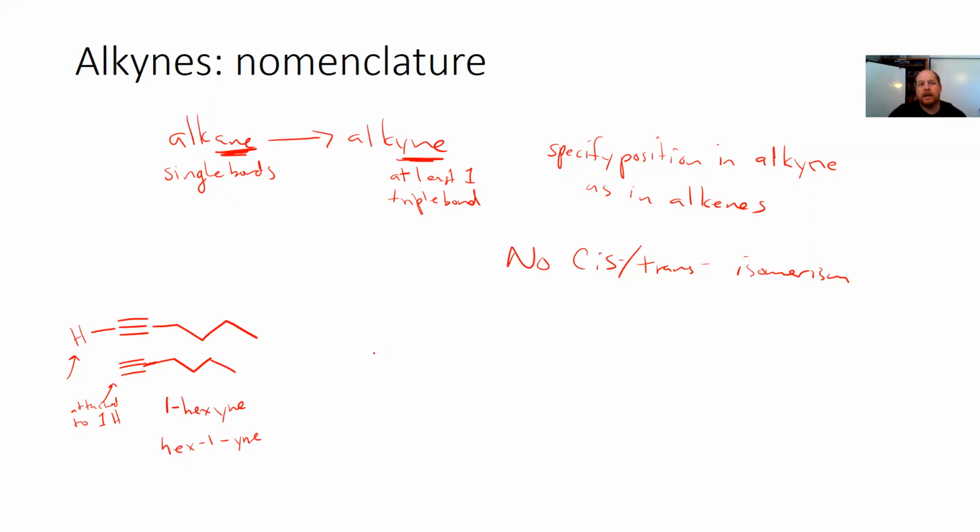Or if you have something like this, and sometimes I don't attach these well because I try to make it seem like it makes some sense. So 1, 2, 3, 4, 5, 6. And so this would be 3-hexyne or hex-3-yne. Okay, either way that works. So again, naming is similar to what you do in the alkenes.